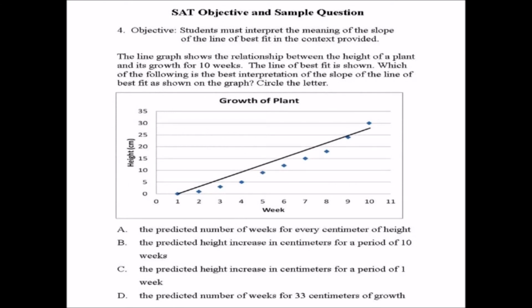The line graph shows the relationship between the height of a plant and its growth for 10 weeks. The line of best fit is shown. Which of the following is the best interpretation of the slope of the line of best fit as shown on the graph? Circle the letter. So it's A, the predicted number of weeks for every centimeter of height. B, the predicted height increase in centimeters for a period of 10 weeks. C, the predicted height increase in centimeters for a period of 1 week. D, the predicted number of weeks for 33 centimeters of growth. Circle A, B, C, or D.